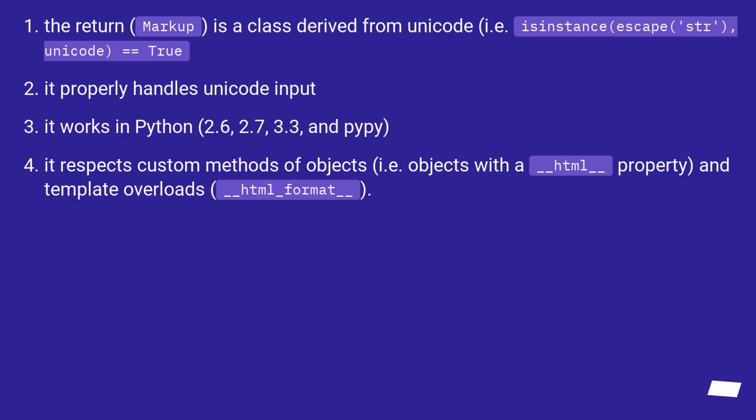the returned Markup is a class derived from unicode, i.e., isinstance(escape('str'), unicode) == True, it properly handles Unicode input, it works in Python 2.6, 2.7, 3.3, and PyPy, it respects custom methods of objects, i.e. objects with an __html__ property, and template overloads, __html_format__.